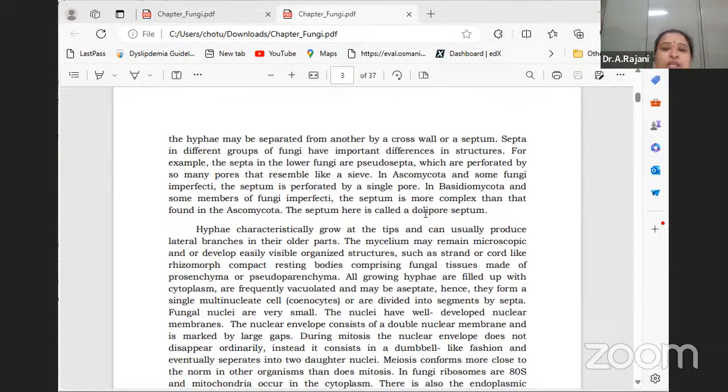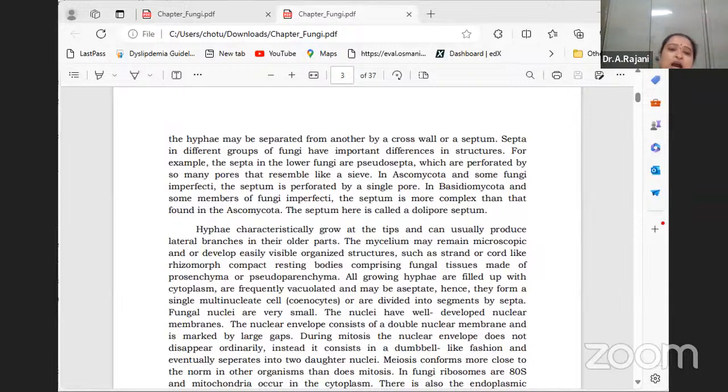Okay, in the Ascomycotina, some fungi have imperfect septa. The septum is perforated by only one pore, a single pore. That is the imperfect type. The septum is more complex than that found in the Ascomycotina. This type of septum is called the dolipore septum. Very important. In the detailed studies, at that time I'll explain clearly what dolipore septa are.